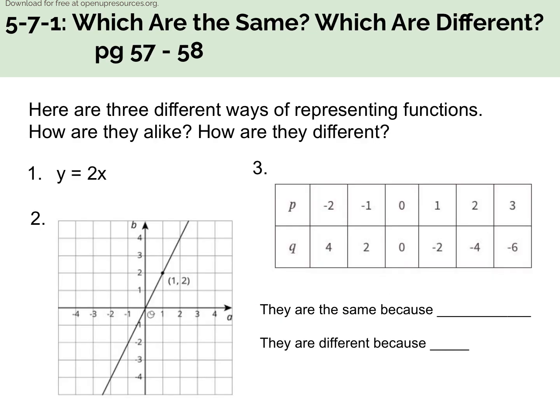All right, let's go ahead and turn to page 57, kind of 57 to 58. So this actually starts with page 57. If you look at it, it has the number 1 on it, and then on page 58, it has all the rest of it. So I put it on one page for you, and it says, here are 3 different ways of representing functions. How are they alike, and how are they different? You are going to notice I have a sentence frame for you. They are the same because, they are different because. Go ahead, pause, answer that question, and then come back to me.